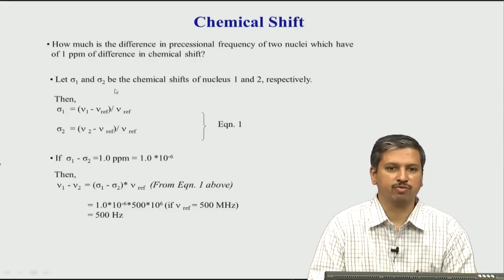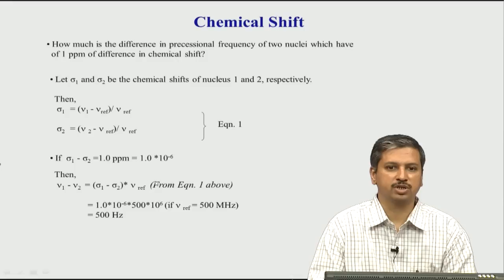It is very simple, we can go through this algebra, but what basically happens is the following. Let us say you have two peaks which differ in chemical shift by 1 ppm. So, 1 ppm means 1 into 10 to the power minus 6, parts per million. Then if you want to convert this into frequency difference, remember ppm and frequency are not the same, ppm units are different from frequency units. So, we want to convert into frequency.